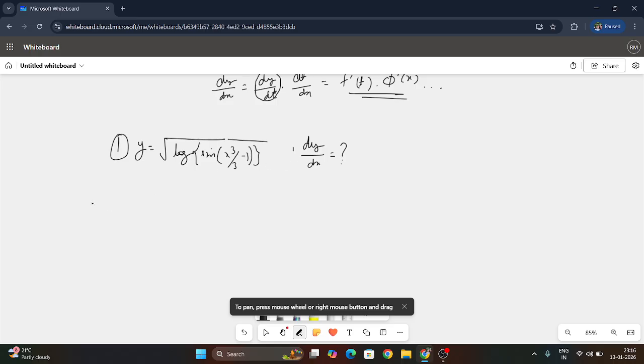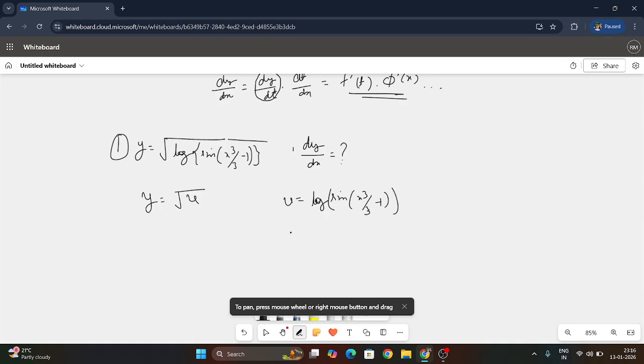Let's suppose that y is equal to root of u. And what is u? u is the log of sin x and all these whole things. I'm just writing it: u is equal to log of sin of x cube by 3 minus 1. Now you can consider v.